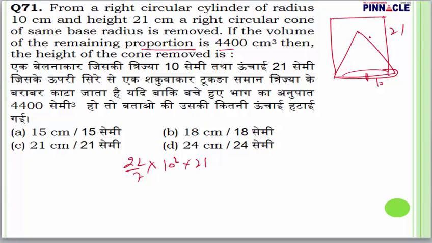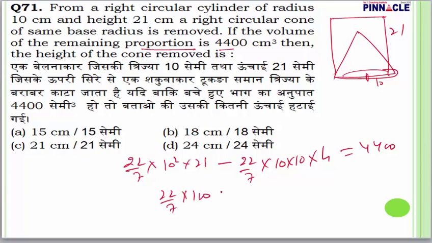Volume of the cylinder, and one cone is taken from this, removed with the same base radius. So 22 by 7, base radius 10 square, and square. And the volume of the remaining portion is, this is h, we don't know which, we have to find the value, is equal to 4400. This is given. According to the statement, we have written like this. So you can take common here, 22 by 7 into 100, and it would be equal to 21 minus h is equal to 4400, that is equal to 2, 7 into 2, 14.